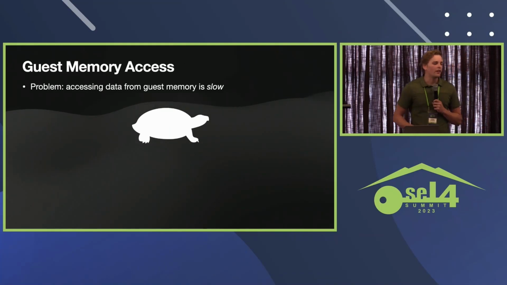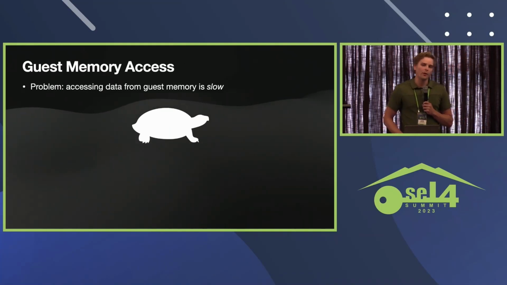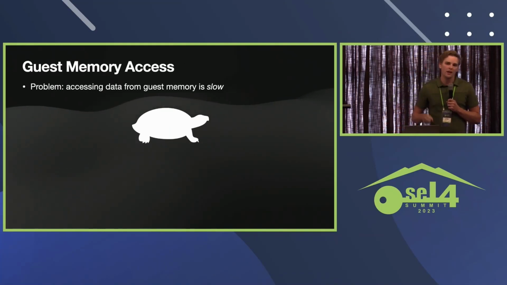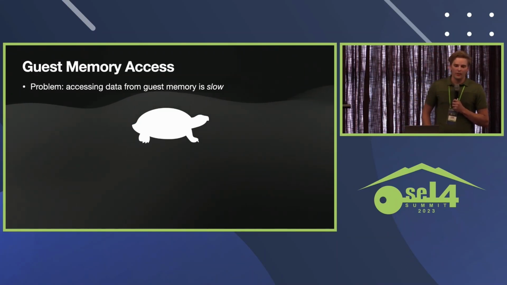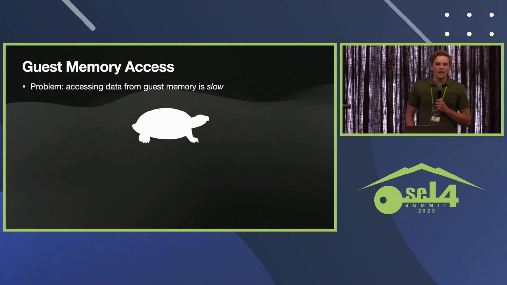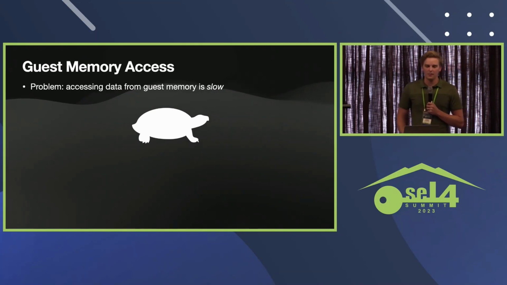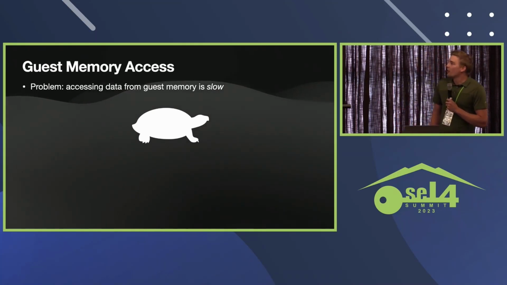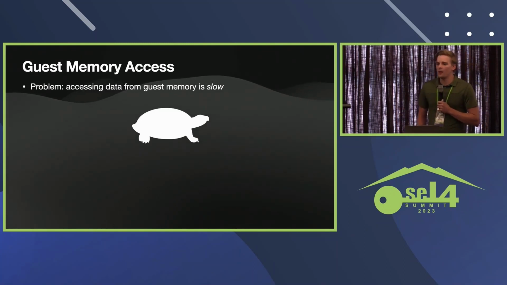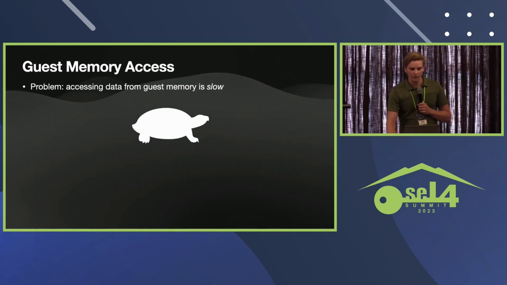Obviously, we have customers who have throughput requirements, and we talk to them and we say, hey, here's a communication channel. They go, how fast is it? We say 50 megabits per second, and they say, try again. So obviously, we need to start going into some debugging mode here. And we found the problem is basically that guest memory access in the VMM is very slow.